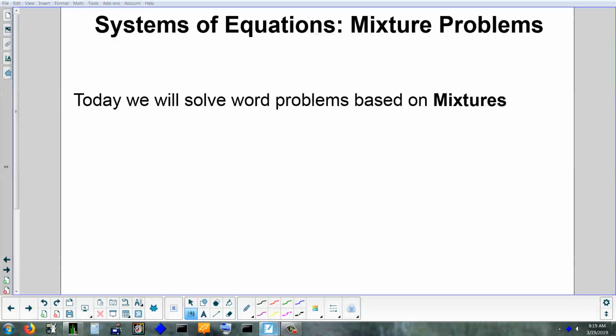Okay, so the last thing we're going to look at this week is solving systems of equations. Again, we're still going to use substitution, but what we're going to look at is mixture problems.